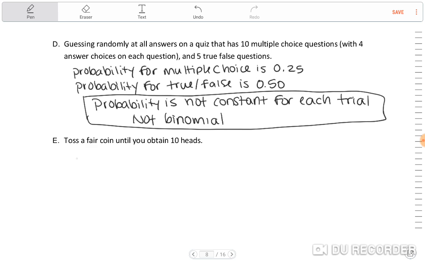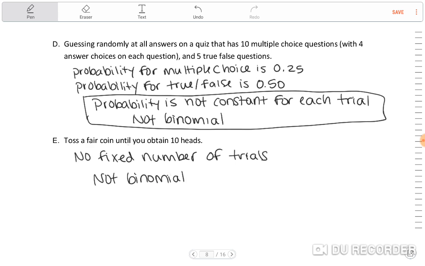So this one has no fixed number of trials. So this is not binomial. And really that keyword is the until part.